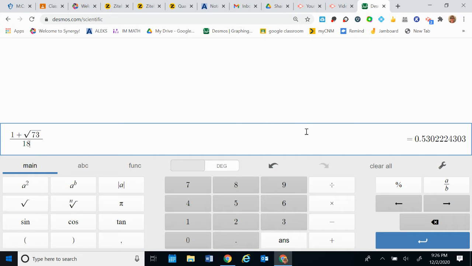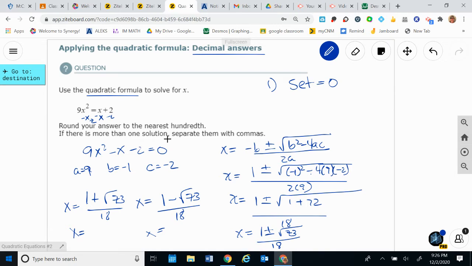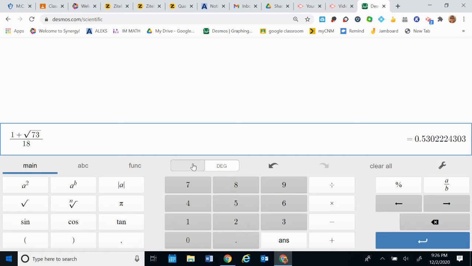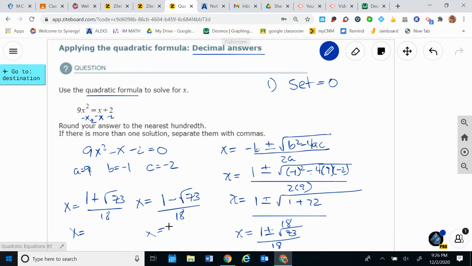Okay, that's your answer. And does it say to round off? I'm sure it does. It says round off to the nearest hundredth. So that would be 0.53. Okay, 0.53. So that was the plus. And you guys are used to putting in zeros. Okay, here we go. Then let's do the minus.